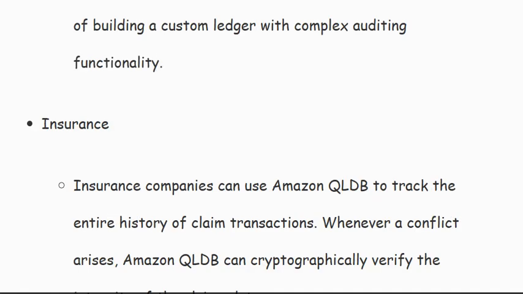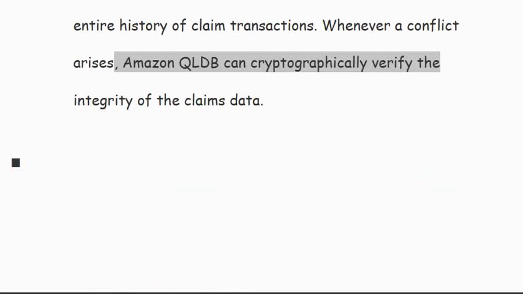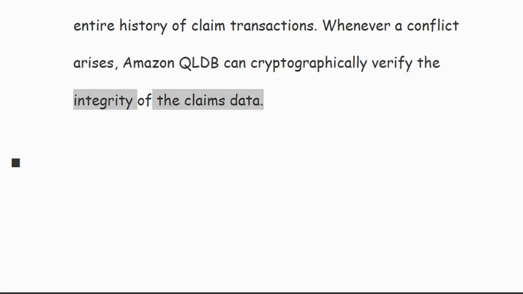Insurance. Insurance companies can use Amazon QLDB to track the entire history of claim transactions. Whenever a conflict arises, Amazon QLDB can cryptographically verify the integrity of the claim's data.